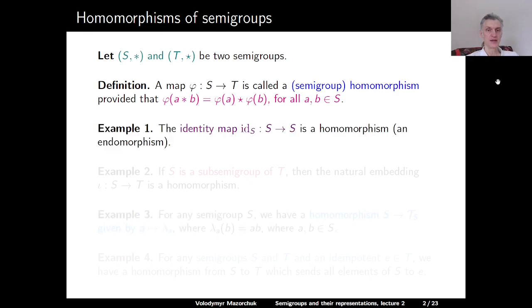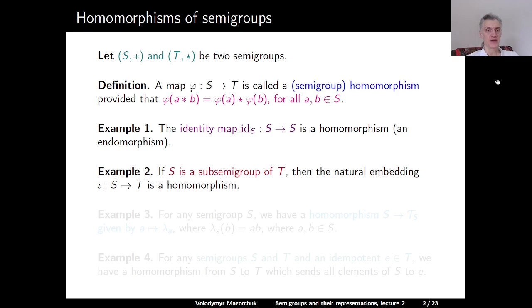Example 1. The identity map on the semigroup S is a homomorphism from S to itself. Such homomorphisms are usually called endomorphisms. Example 2. If S is a subsemigroup of T, then the natural embedding I from S to T is a homomorphism.